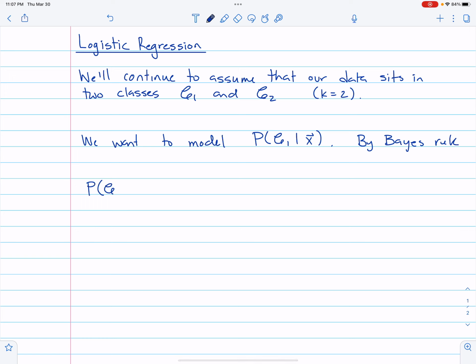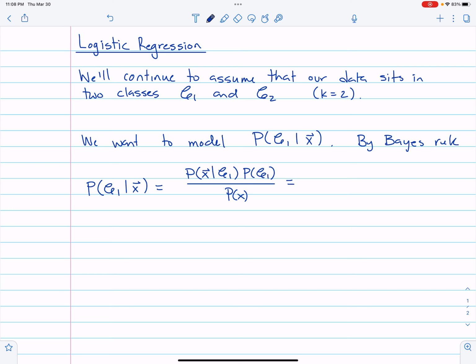The conditional probability of C1 given x is equal to the conditional probability of x given C1 times the probability of class C1, all over the probability of x. And just like last day, we can assume that we have some idea of what the prior distribution of our two classes are. So we can estimate this if we want. This is the likelihood function that we dealt with last day. But we're not going to view it like we did last time. We're not going to do a maximum likelihood estimate.